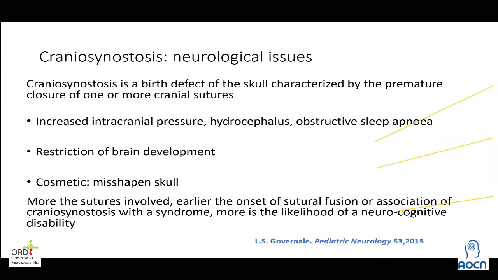So what are the neurological issues with craniosynostosis? As you're aware, it's a birth defect of the skull, characterized by premature closure of one or more cranial sutures. It can cause increased intracranial pressure, secondary hydrocephalus, and in later stages, obstructive sleep apnea. There's restriction of brain development if it affects multiple sutures, and cosmetically, it can cause a misshapen skull, which seems to be the problem that most families find most difficult to deal with.